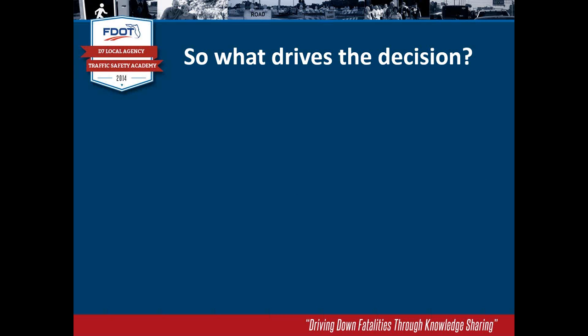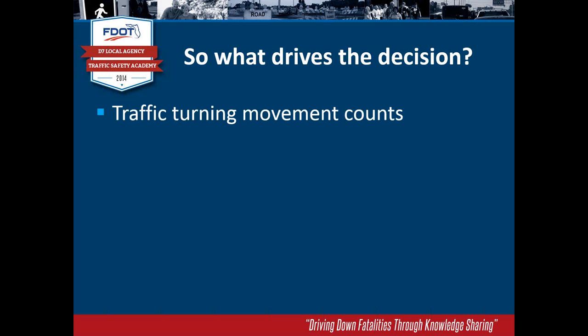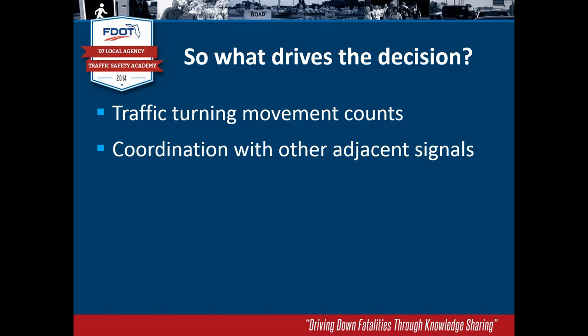All right, so what does drive those decisions? As we covered, turning movement counts, how much traffic you have, how many left turns you have there. Coordination with other signals also may impact how you order those phases. The geometry of the intersection often will drive how you order your phases or what phases you choose. How the lanes are assigned.